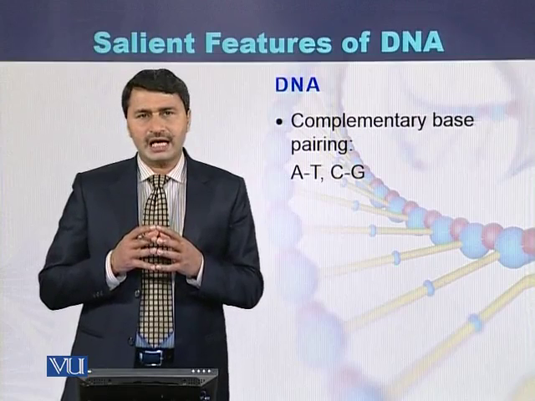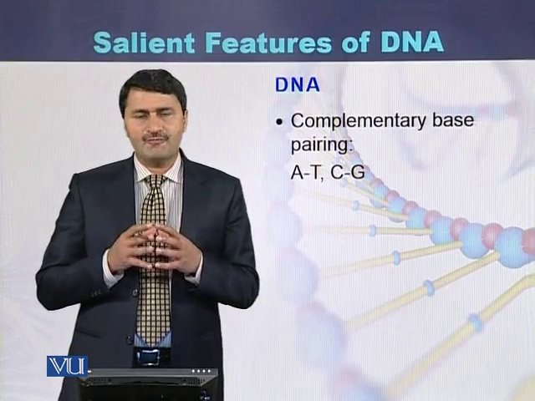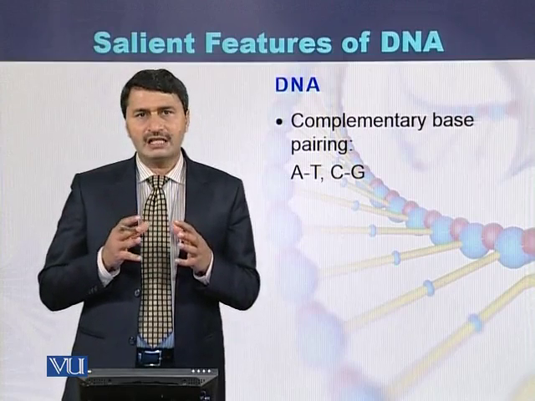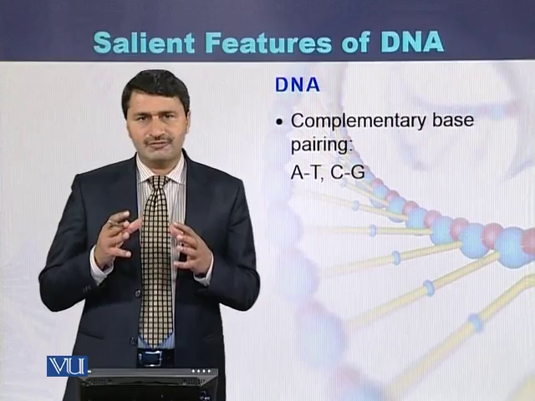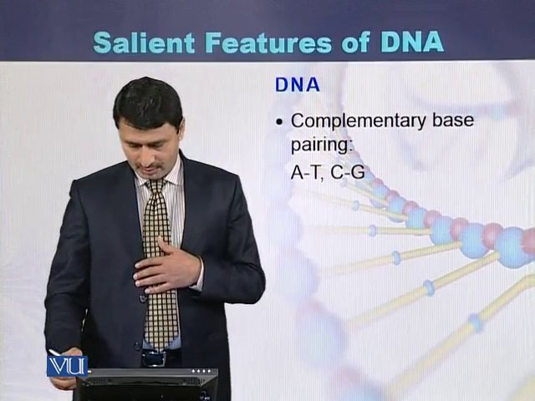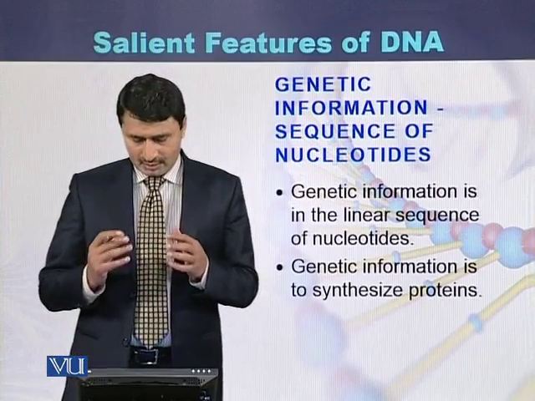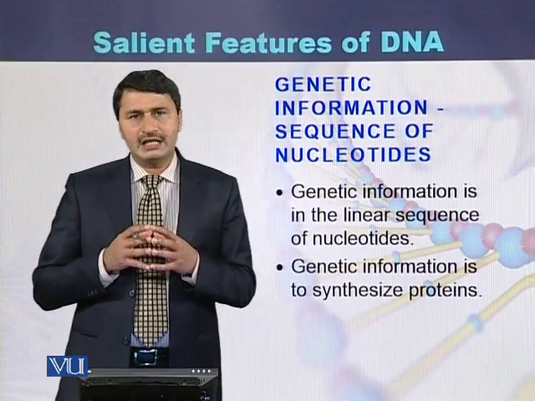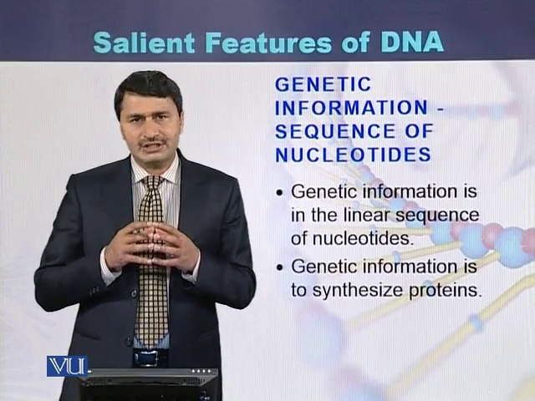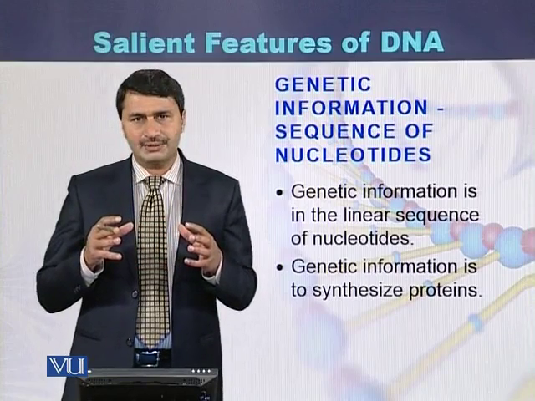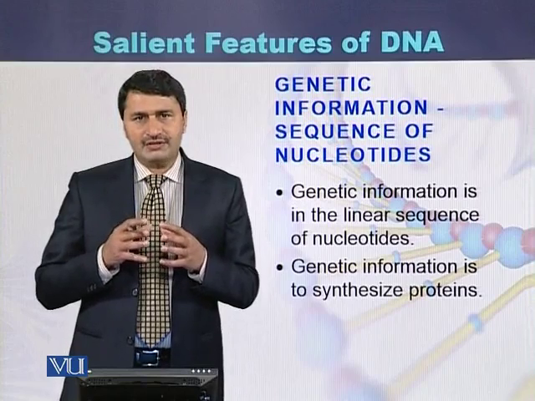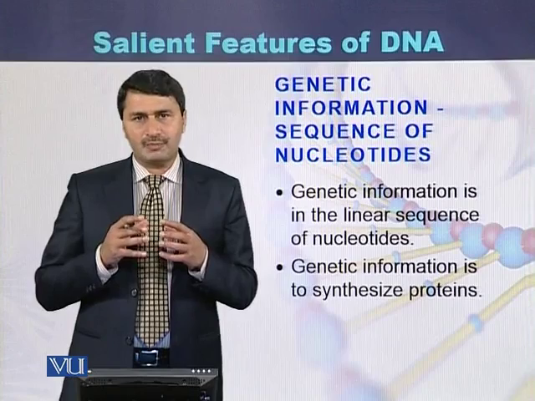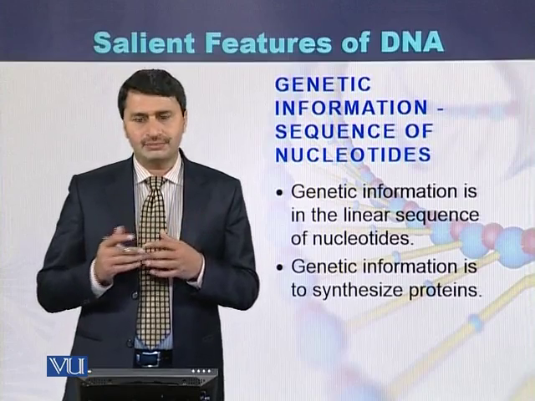In DNA, there are complementary bases where A always pairs with T, while G always pairs with C. The genetic information in the DNA is found in the linear structure of the nucleotides. The genetic information which is present on the DNA is for the production of the proteins.